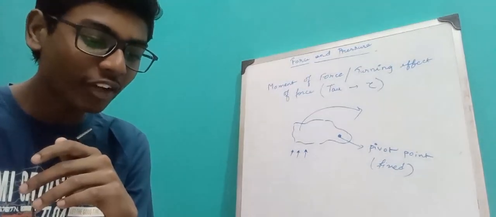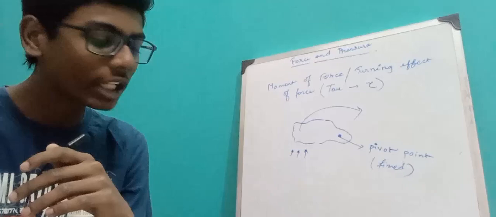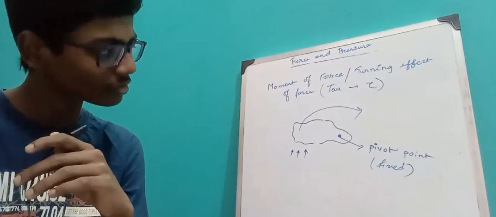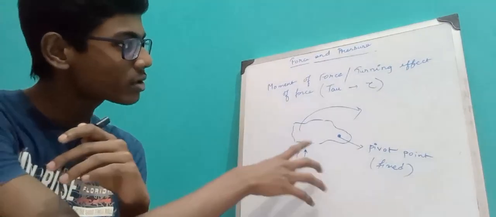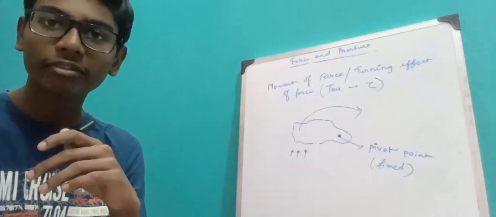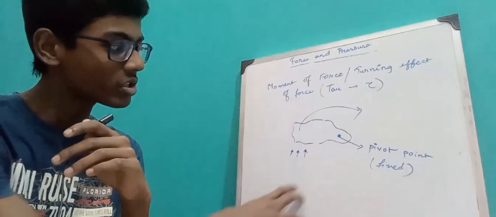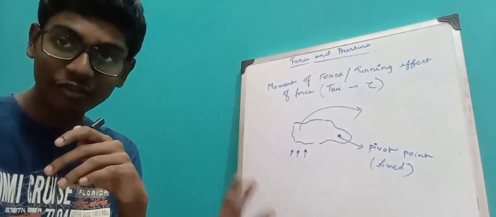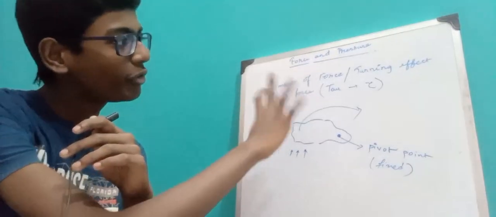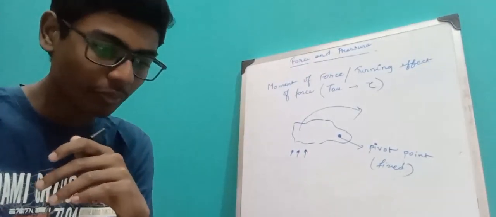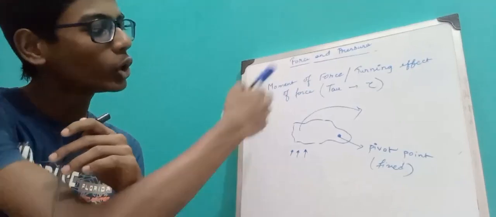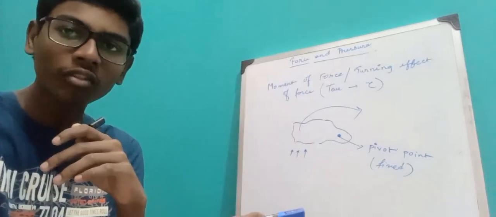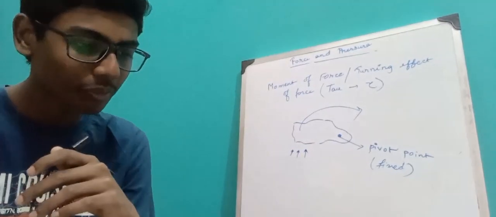So the turning effect of force about a fixed point or the pivoted point is called the moment of force, or simply moment. When we apply force on a body which is fixed at a point, it will start rotating, and this effect is called moment of force or turning effect of force. If it is rotating clockwise, it is called clockwise moment. If it is rotating anti-clockwise, then anti-clockwise moment.